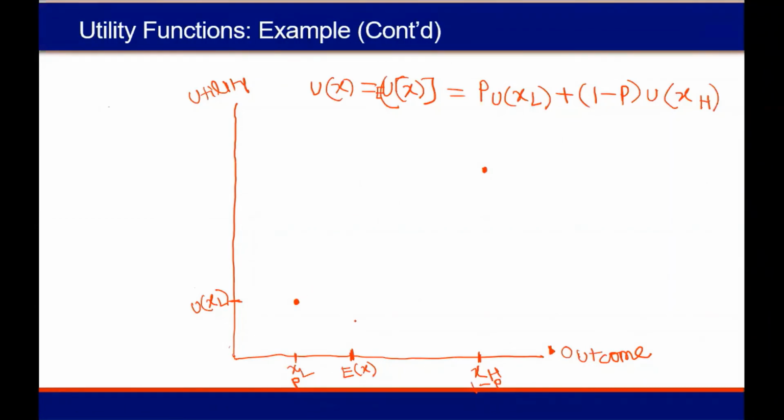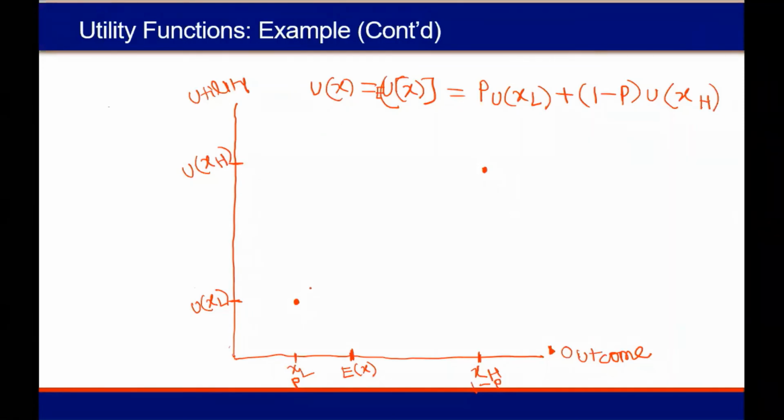Can anyone tell me whether the utility of this expected wealth will be higher than utility from high outcome, or lower than low outcome, or in between these two? Utility from this expected outcome will be lower than this in this area, or higher than the utility of high outcome, or in between the utility of high outcome and low outcome? Sir, in between. Sir, in between.